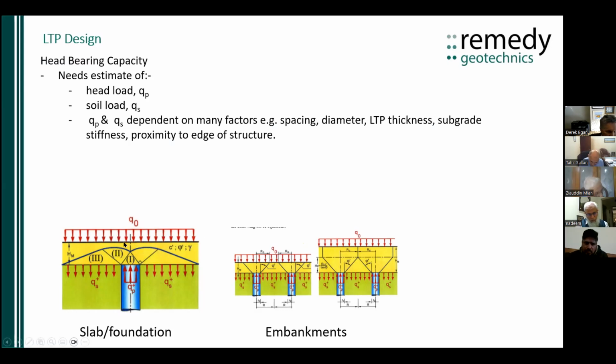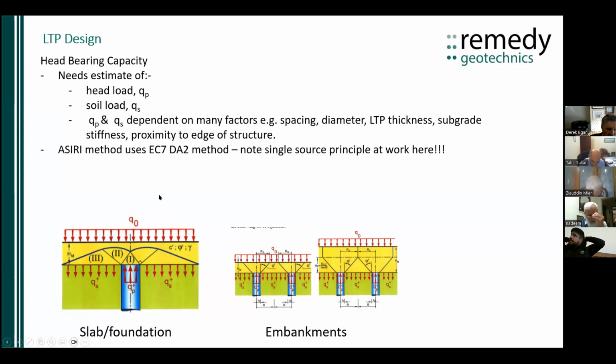And you can look at it in this way, and you will need to know obviously what the load in the column is, TP. You need to know what the load in the soil is, or the pressure in the soil, QS, which you can determine from either closed form equations, which are in a series, or from your finite element analysis. And you'll of course know spacing of column, diameter, and thickness of the LTP and subgrade stiffness. So you can use that as a means of determining your bearing capacity of your LTP.